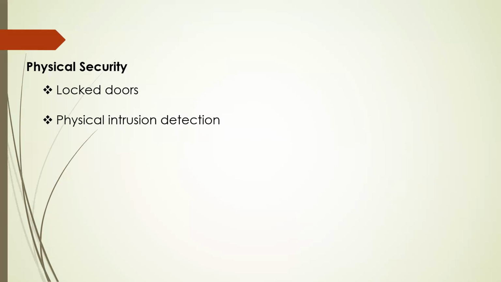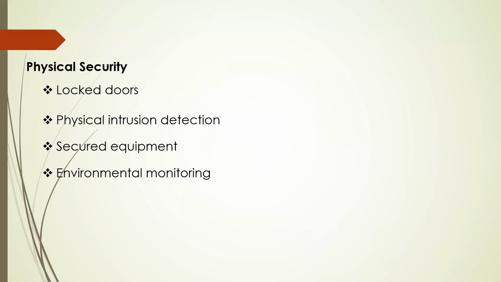Next is physical intrusion detection. So high-value information assets should be monitored through the use of security cameras and other means to detect unauthorized access to the physical location where they exist. Next is secured equipment. So devices should be locked down to prevent them from being stolen. One of the employees' hard drives could contain all of your customer information, so it is essential that it be secured. Next is environmental monitoring.